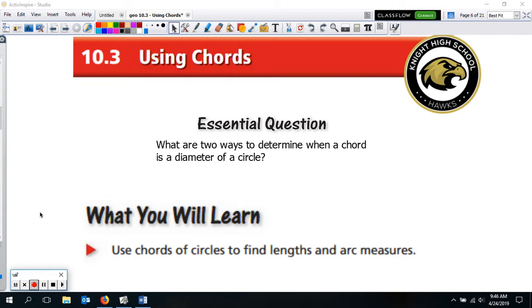In 10.3, we're using chords. So we're going to use the chords to find some lengths and arc measures in our circles.